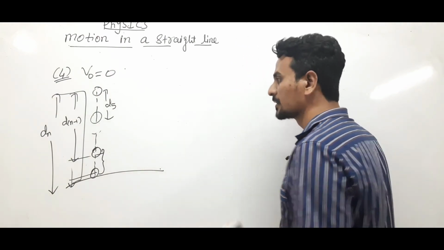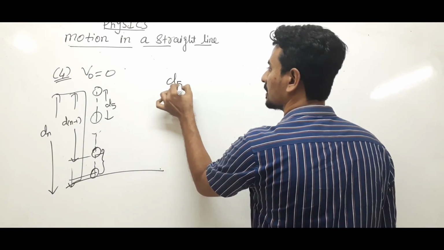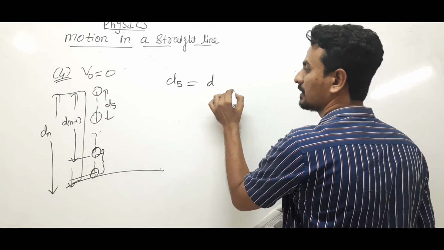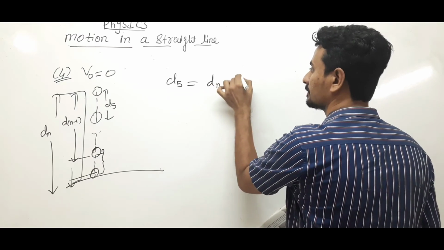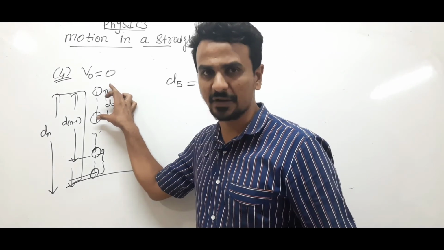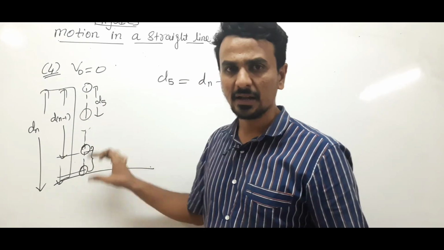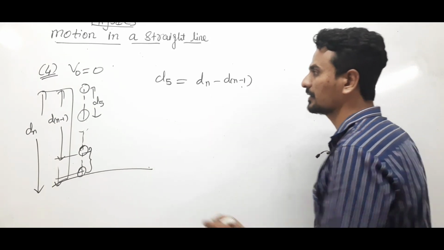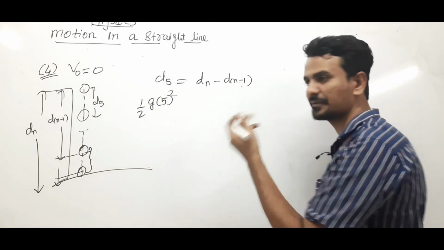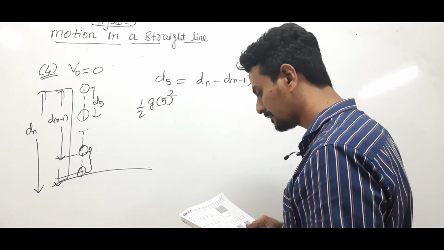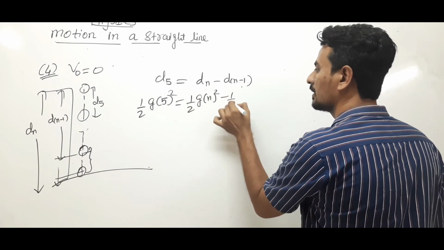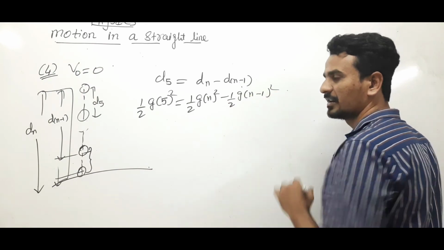So first, the distance covered in the first 5 seconds equals the distance covered in the last second. This is what the question says. The distance covered in the first 5 seconds will be half g into 5 square. Already the time is given as 5 seconds. Clear? The other will be half g n square, half g, right?